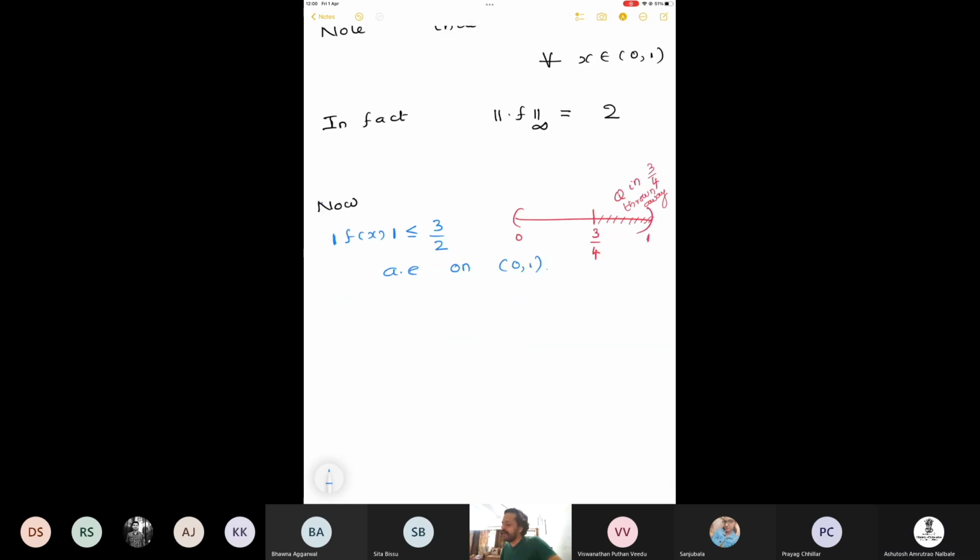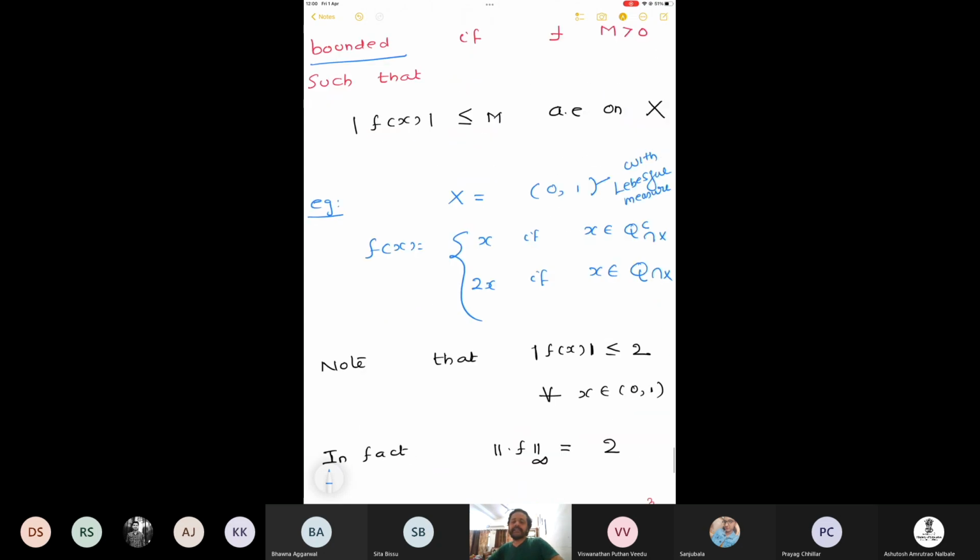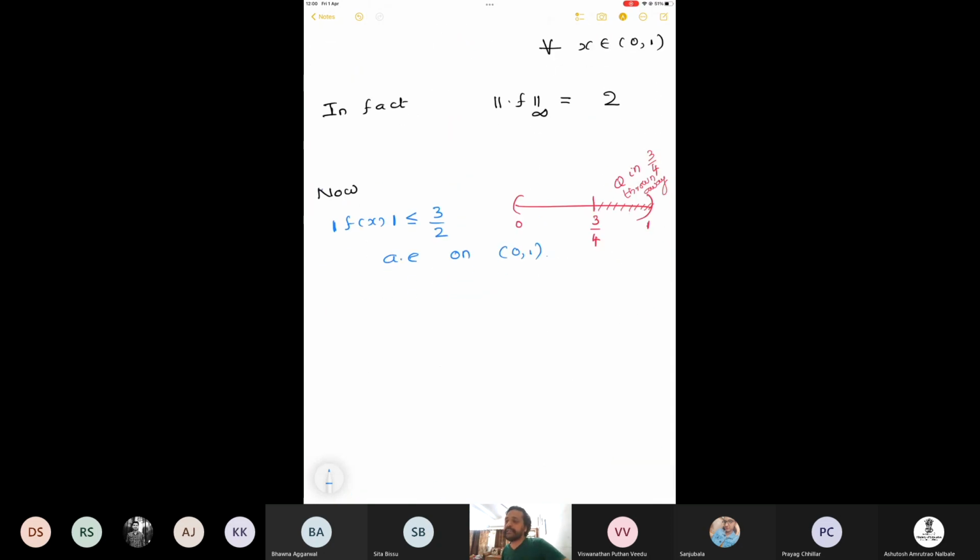Because I have thrown away all the rational numbers in (3/4, 1), you have all rationals and irrationals in (0, 3/4), and after 3/4 you have only irrationals. For irrationals the value is x, and for rationals the value is 2x. So it will be less than or equal to 3/2.